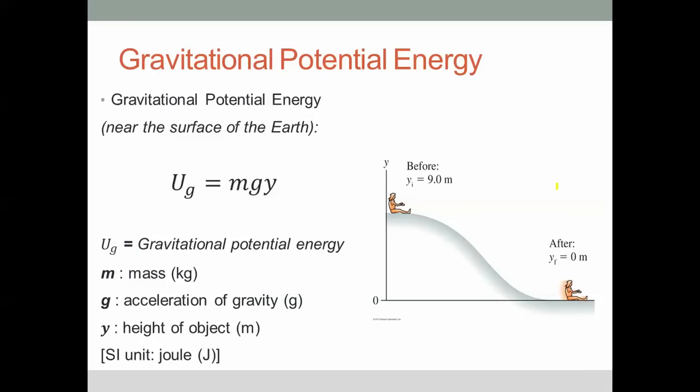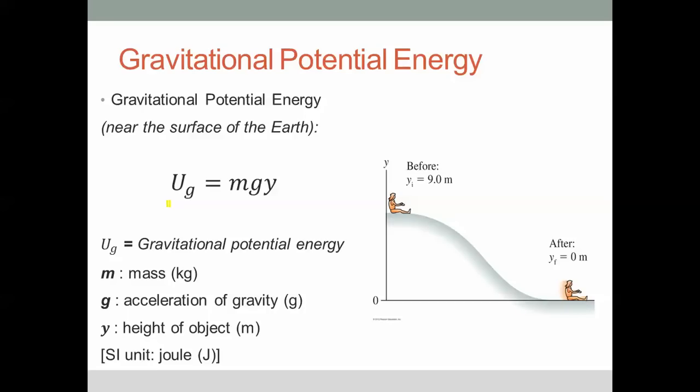But let's look at gravitational potential energy. This is when we're looking near the surface of the Earth. We're going to use g as 9.8 meters per second squared. This person up here has a height, so they have gravitational potential energy. And when she gets down to the bottom, she doesn't have gravitational potential energy anymore.